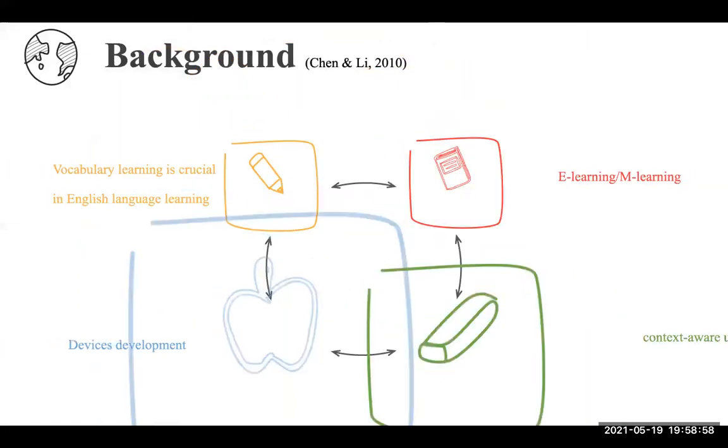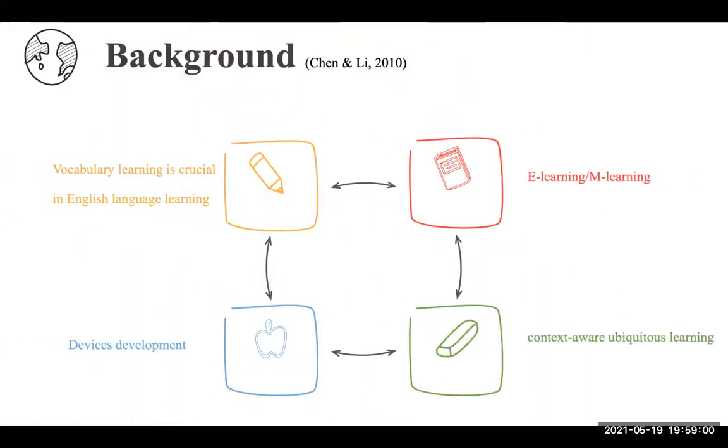Vocabulary learning is an essential part of English learning. Among all English skills, vocabulary skills are the foundation of language learning. With the current advances in wireless networks, location technologies, and wireless devices, learning English vocabulary in pieces has changed from electronic learning to mobile learning.